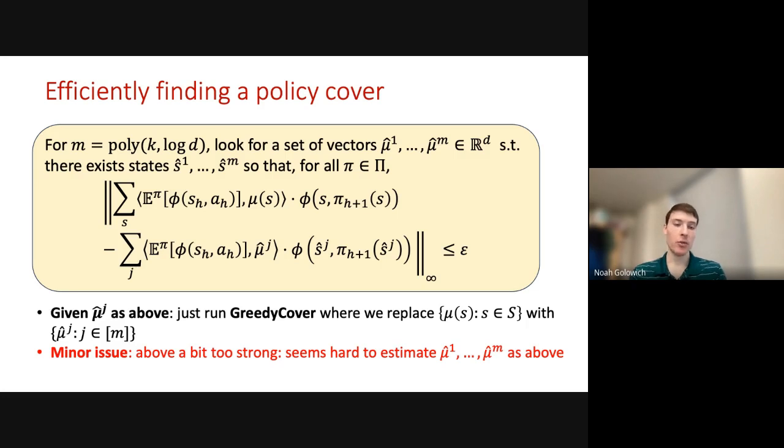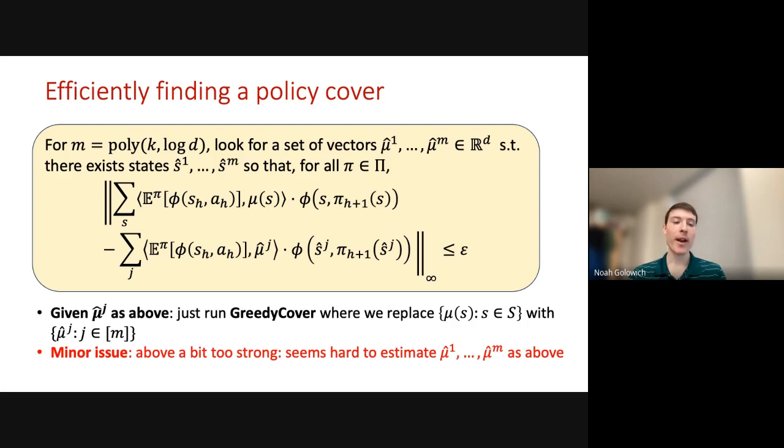Now, there's a minor issue, which is that while it would be good if we could satisfy this constraint in the yellow box, it actually seems a little bit too strong for our needs. In particular, it seems hard to estimate the feature vectors mu hat j so that this holds. The reason for the hardness is not that deep. It's just that at step h plus 1, the policy might be arbitrary, and this leads to some technical difficulties in ensuring that this constraint holds.